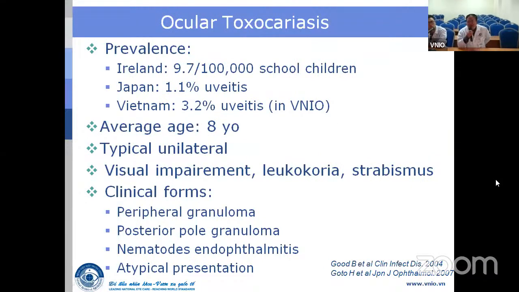It is prevalent in Ireland, they have some statistics. Japan 1.1%. In Vietnam, 3.2% of uveitis. We did some summarizing in our hospitals. Average age is typically young, and presentations include visual impairment, leukocoria, strabismus and so on. On the clinical side, we have peripheral granuloma, posterior granuloma, endophthalmitis, and atypical presentations and so on.